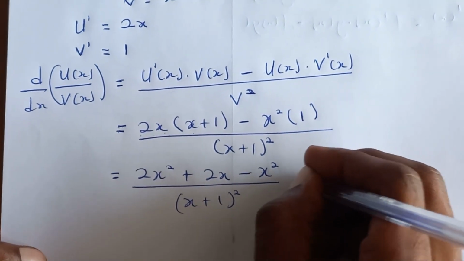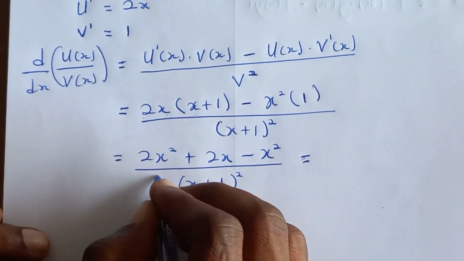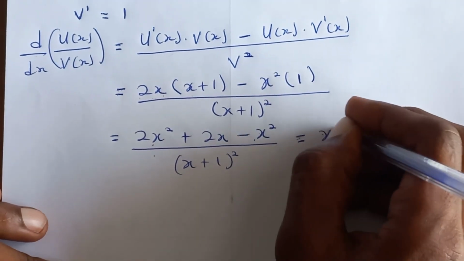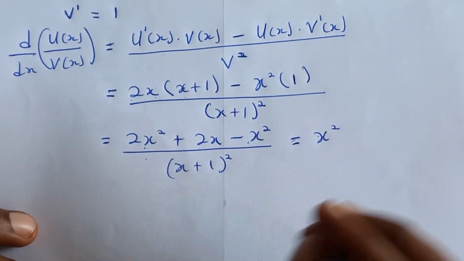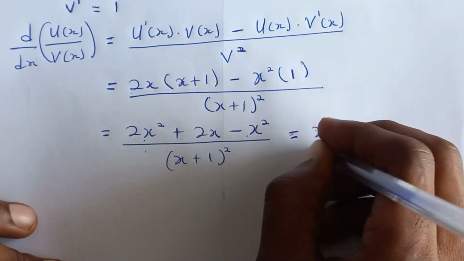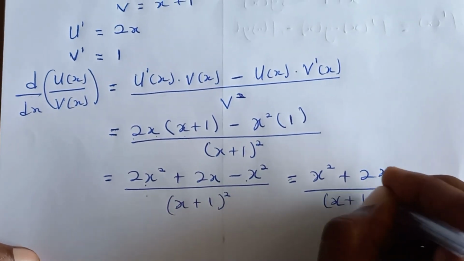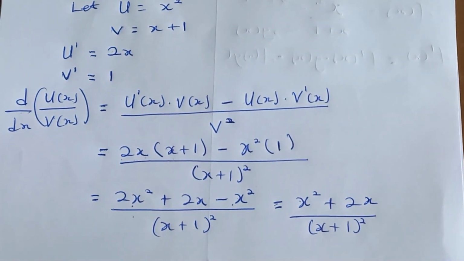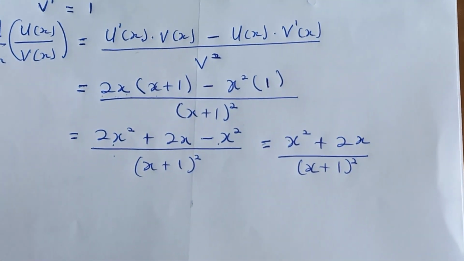So let's continue to simplify this. You can see that 2x squared minus x squared, we get x squared, then plus our 2x, on x plus 1. So this will be our final answer, but you can still simplify this. I hope you get it.